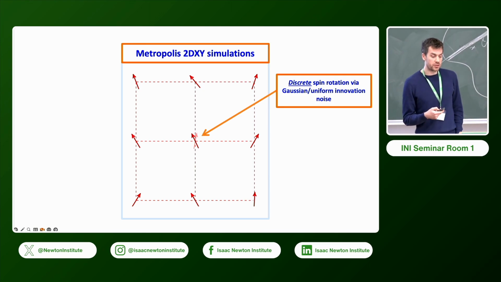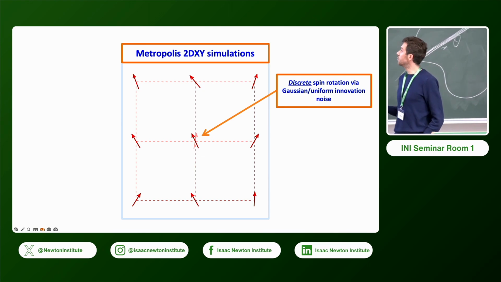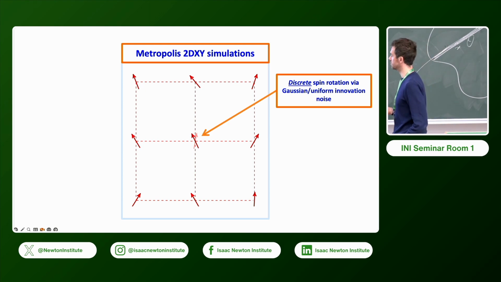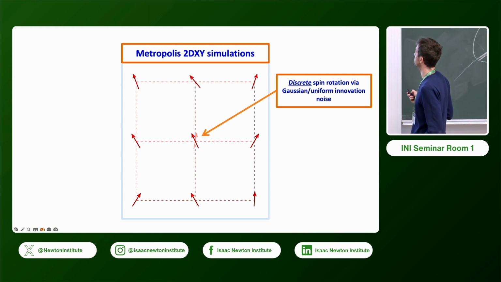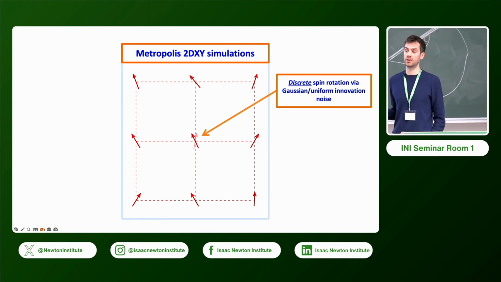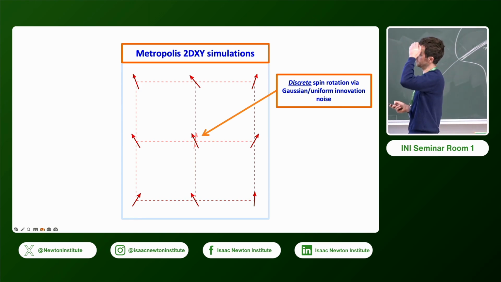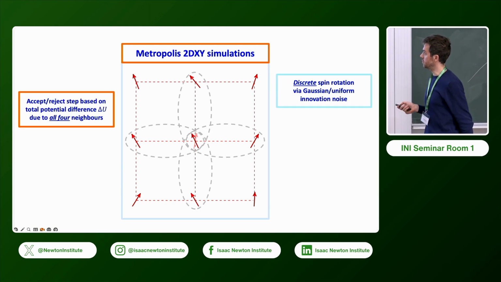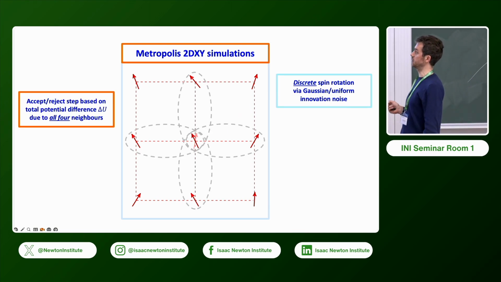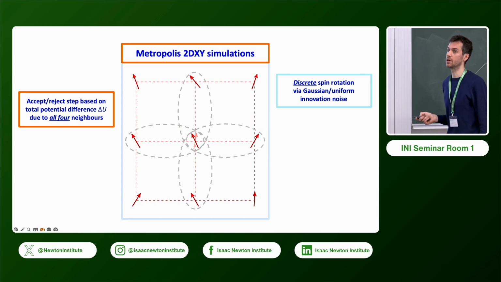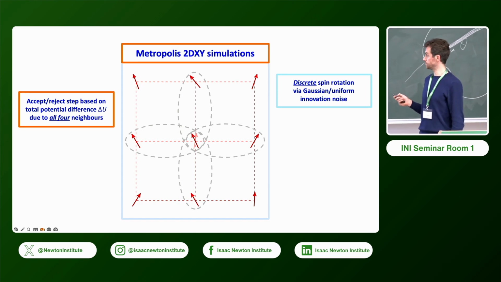Metropolis simulations of this model are quite straightforward. It's probably a bit too obvious, but you have some discrete spin rotation via some Gaussian or uniform noise. Again, we choose some spin at random. We're using these single particle dynamics I mentioned before. Some innovation noise from some Gaussian or uniform distribution, and then the accept-reject step is based on the total potential difference due to all four neighbours, because remember we just have nearest neighbour interactions.